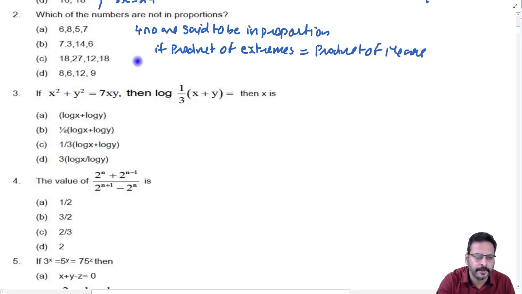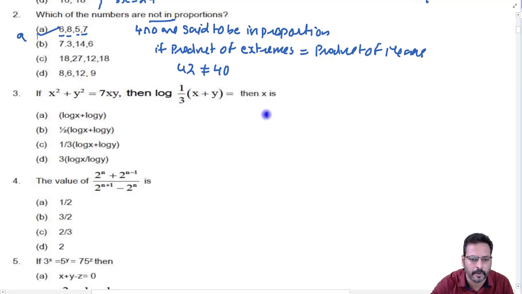Okay, so in the given scenario, 6 and 7 be the extreme terms, 8 and 5 be the middle terms or means. Okay, for the other choices also, 7 and 6 will be the extreme terms, 3 and 14 will be the mean terms. Okay, so in the first scenario, we know that 6 into 7, 42, not equal to 40, which is 8 into 5. Therefore, the numbers which are not in proportion will be the first choice. Okay. 6, 8, 5, 7 are not in proportion.